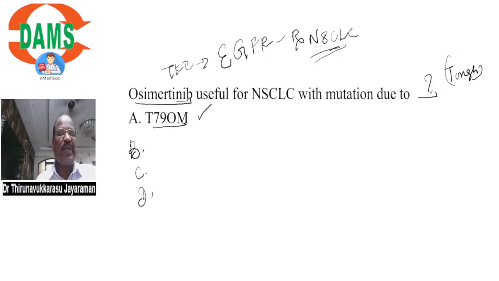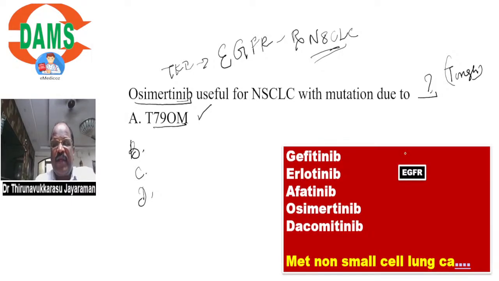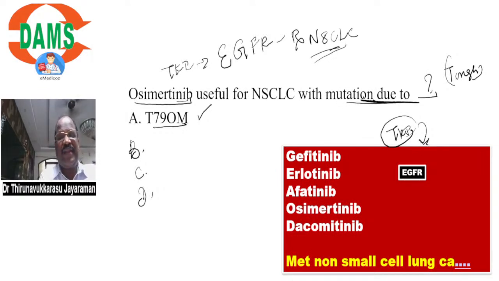Can you recollect them? I'm waiting for some time. Actually, there are a lot of tyrosine kinase enzyme inhibitors available targeting EGFR, the epidermal growth factor receptor. For example, gefitinib, erlotinib, afatinib, osimertinib, dacomitinib, all are useful for non-small cell lung cancer. But here they're asking about the mutation at what level? That's the problem. T790M.